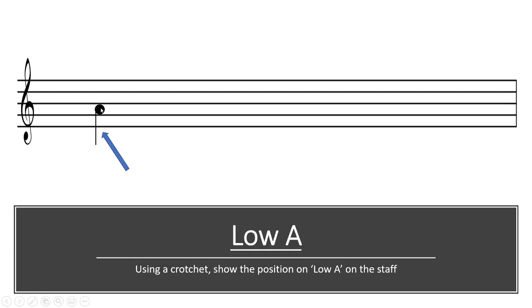So there's my crotchet. No hollow, filled in note head with a stem, no tails. G was on the line, A's on the space. If I said high A, it would have been up there with the ledger line through it, but it's not. It's there.